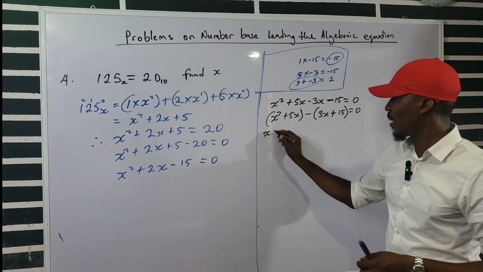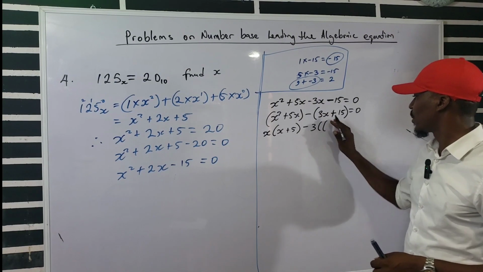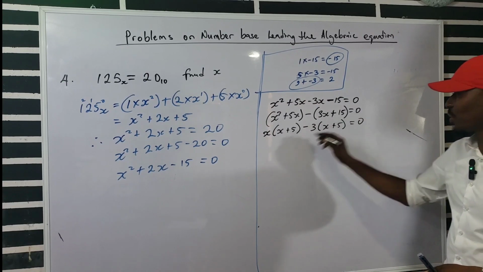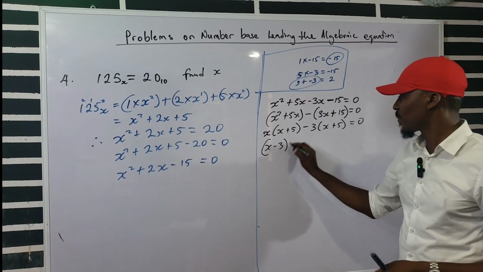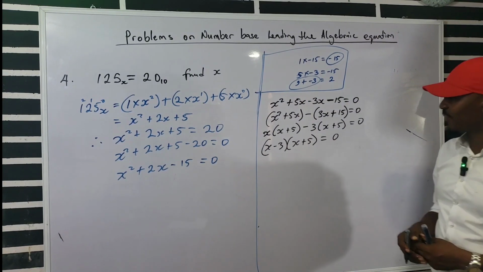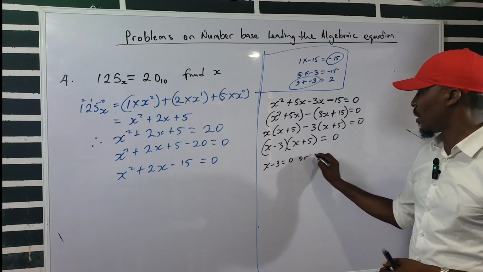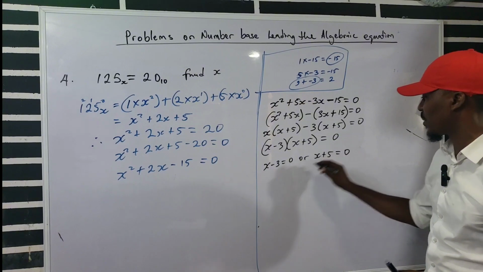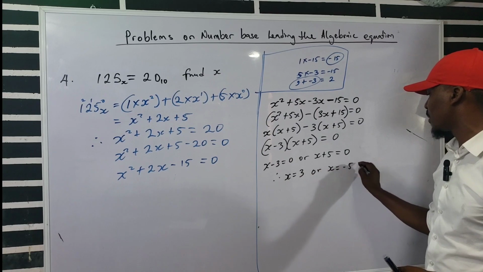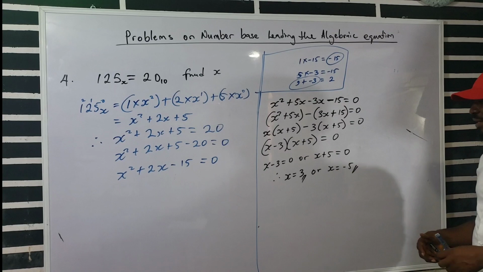So what is common here? x. That will give us x plus 5, and minus 3 is common, so we have x plus 5 equal to 0. So that will give you x minus 3 into x plus 5 equals 0. So you have factorized, then the next thing is to solve for x minus 3 equals 0 or x plus 5 equals 0. Therefore, x equals 3 or x equals minus 5. We are done. So x is 3.